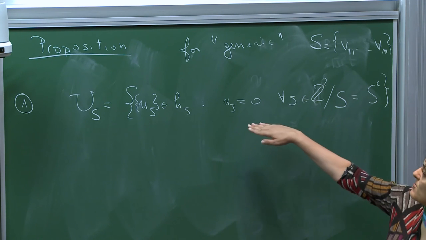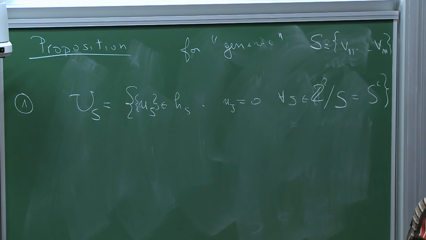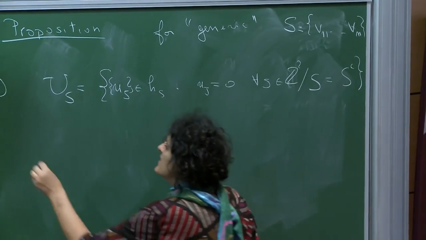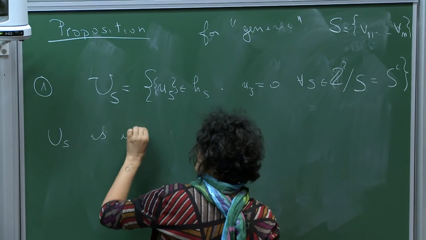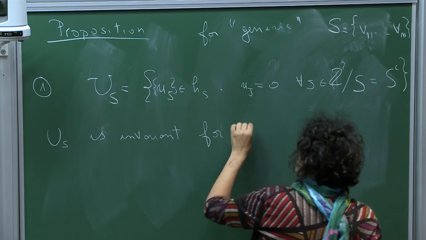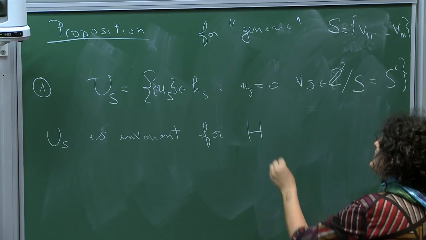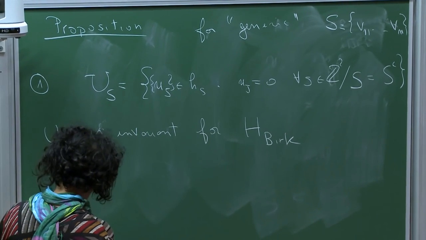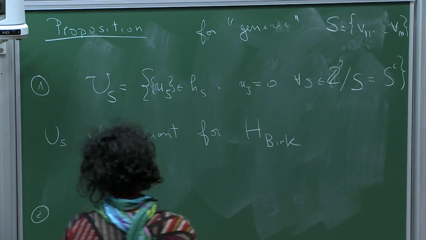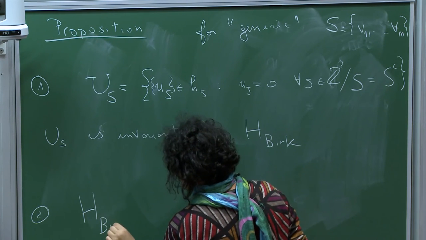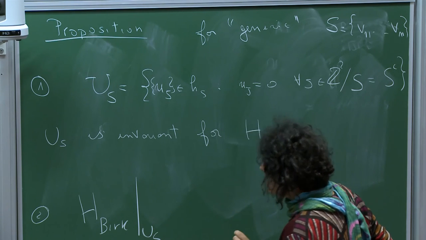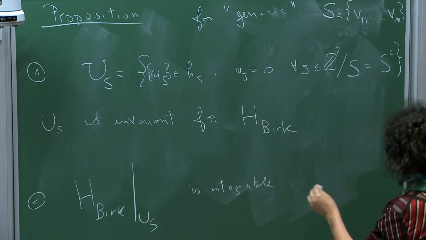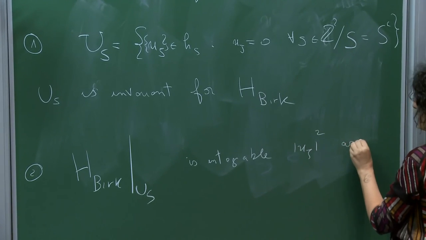Okay? So here I am looking at solutions which are completely supported on my finite set S. So this is a finite dimensional subspace. And the interesting thing is that this U_S is invariant, not for the NLS dynamics, that would be asking really too much, but it's invariant for the Birkhoff Hamiltonian. And the other thing is that, again, for generic choices of S, if you compute the Birkhoff Hamiltonian restricted to U_S, then this is integrable. And all the uj squared are constants of motion.